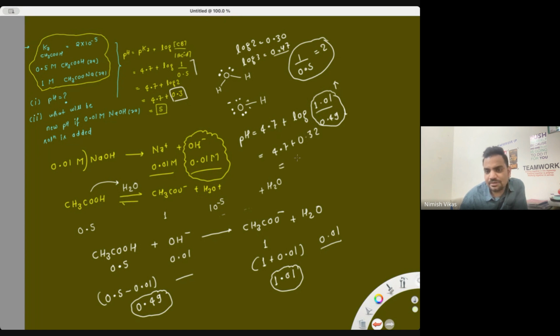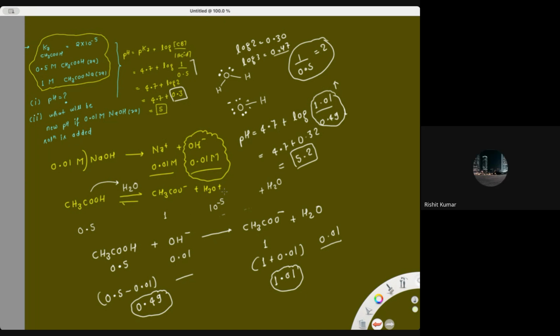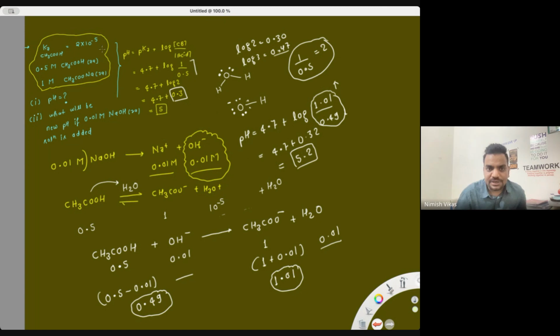So how much is the pH now? 5.02. So this is how this solution could protect its pH, correct? Sorry, yeah, 5.02. It was earlier 5, now it became 5.02. So we added NaOH from outside and pH did not change significantly. This is how the buffer works.